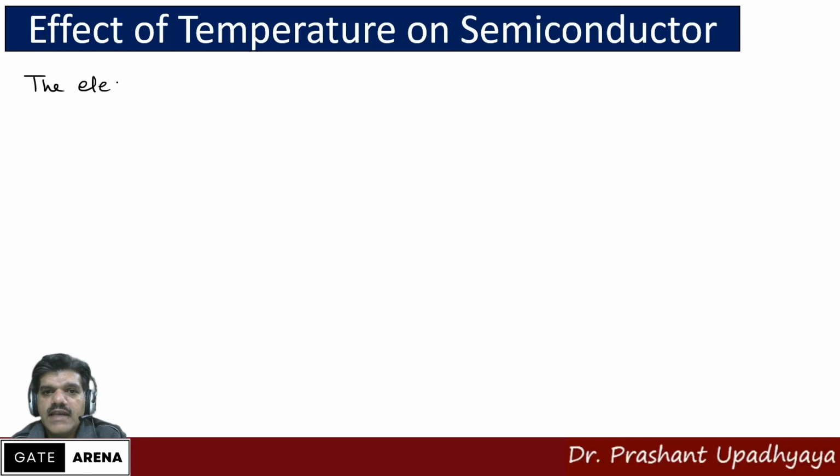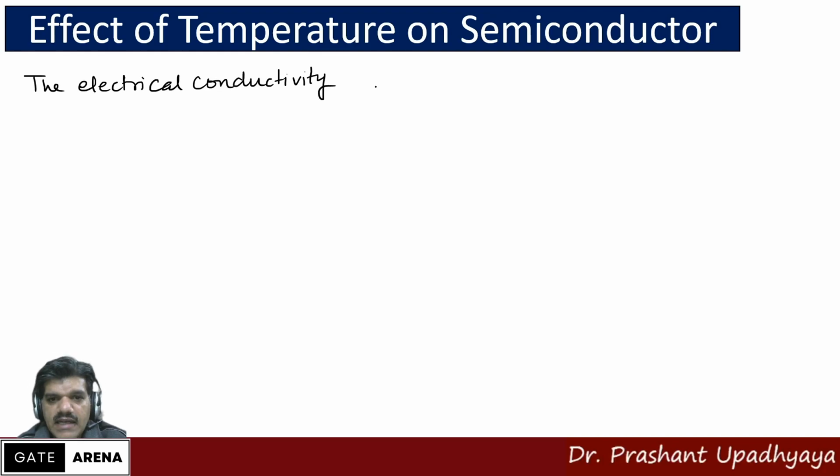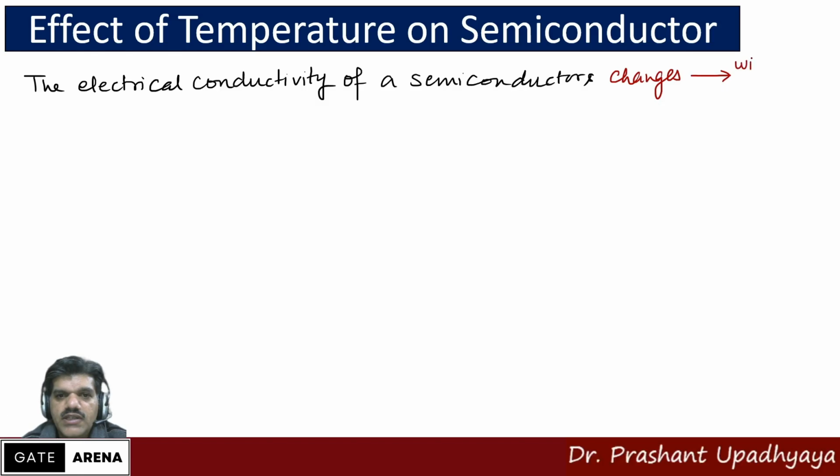Now we have to understand the effect of temperature on a semiconductor. We have seen that the electrical conductivity of a semiconductor changes with temperature variation. So we are writing that the electrical conductivity of a semiconductor changes with the change in temperature. If there is a variation in the temperature, the properties of a semiconductor are going to change. Therefore, we have to define the effect of temperature on a semiconductor.